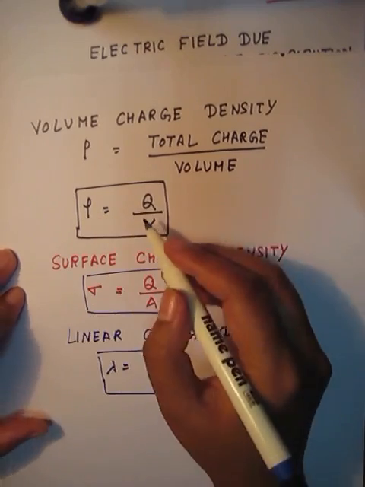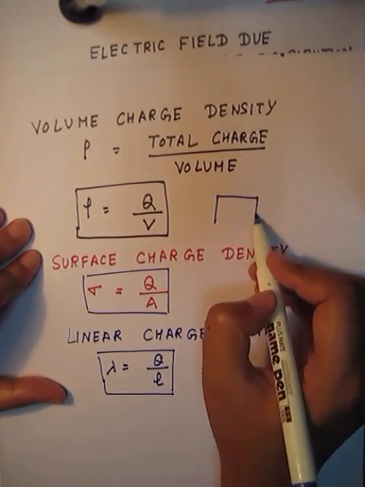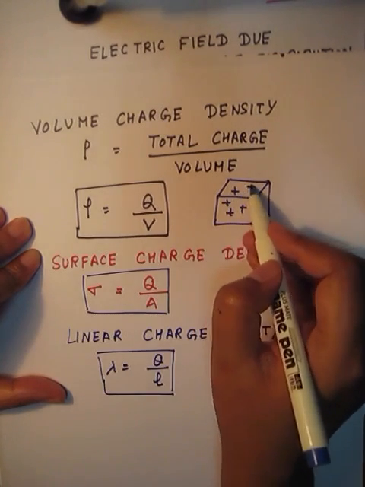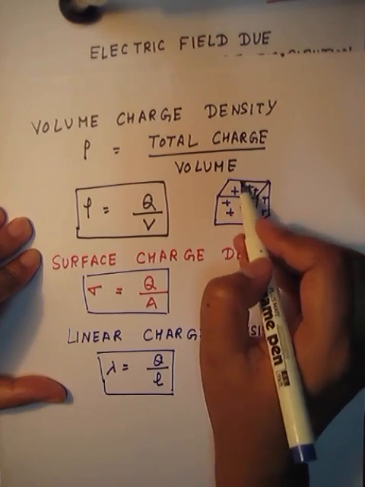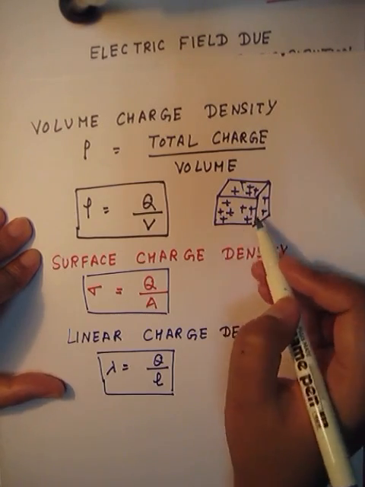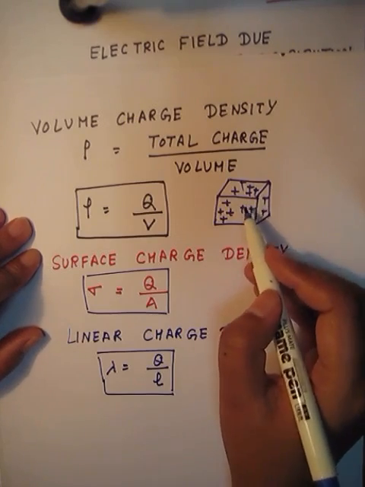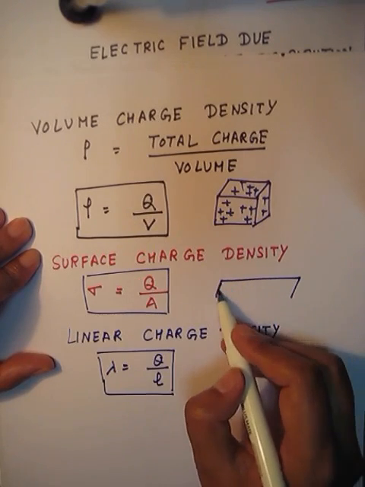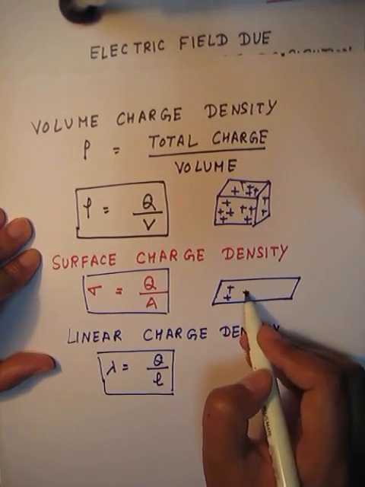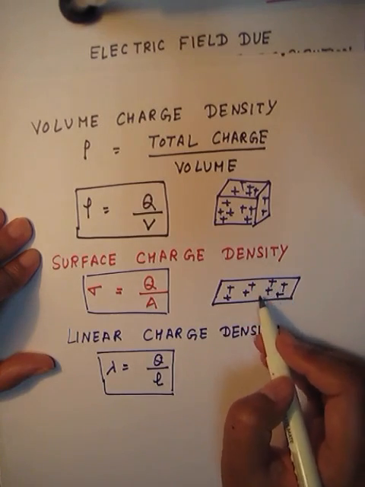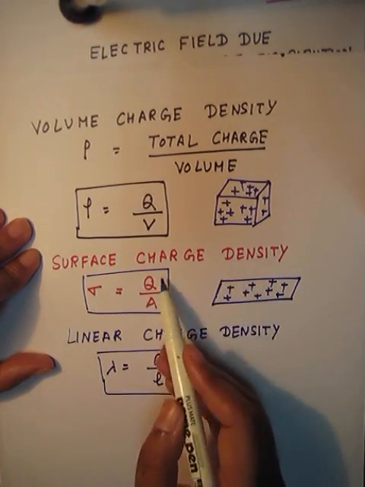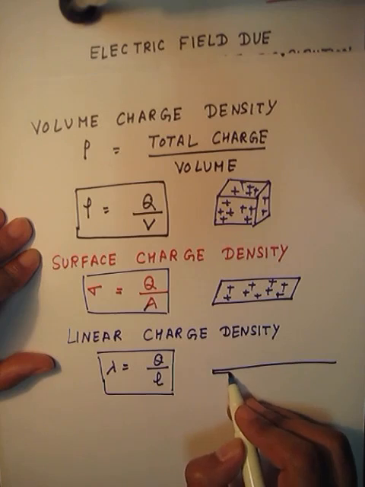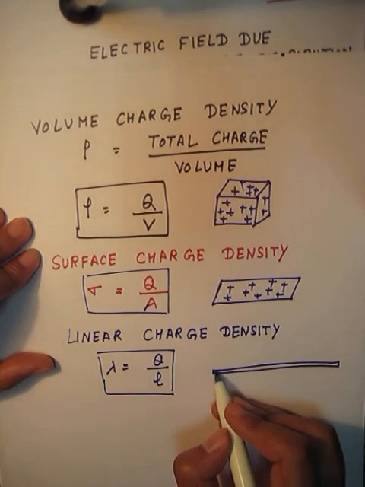So we'll use volume charge density if we have some volume and if there is charge distributed over this volume. It can be plus also and it can be minus also. If we have a volume and charge is distributed over the volume, we'll use volume charge density. If we have only a surface, a sheet of something, and charge is distributed over this sheet, then we'll use surface charge density.